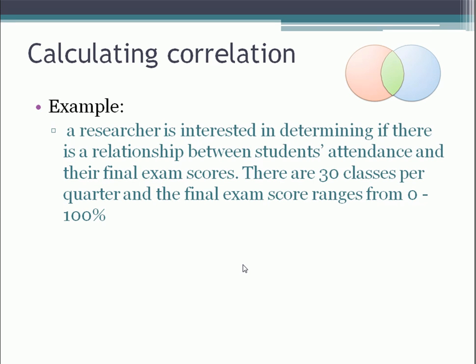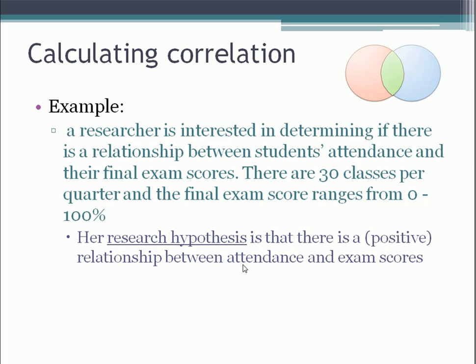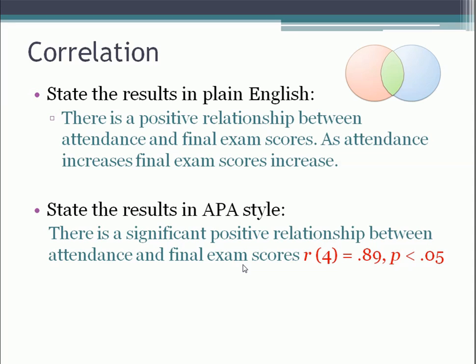So when we calculate correlation, obviously we're not going to calculate any correlation here, but you may in your senior thesis project have to report a correlation. So I'm just going to give you some example here. Let's say there are 30 classes per quarter and the final exam score ranges from 0 to 100%, and I'm interested in knowing if there's a relationship between class attendance and exam scores. The research hypothesis is that there's a positive relationship, and when we do our correlation, we state the results in English.